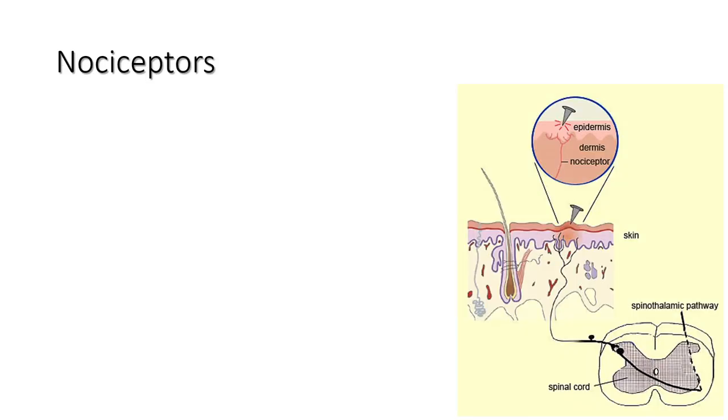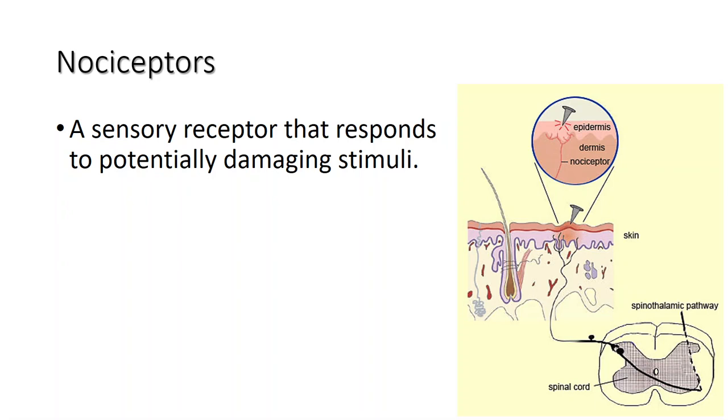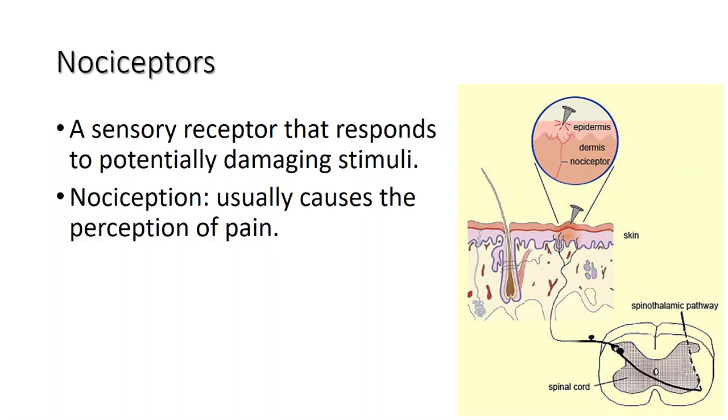A nociceptor is a sensory receptor that responds to potentially damaging stimuli by sending nerve signals to the spinal cord and the brain. This process is called nociception, and it usually causes the perception of pain. There are various varieties of nociceptors.